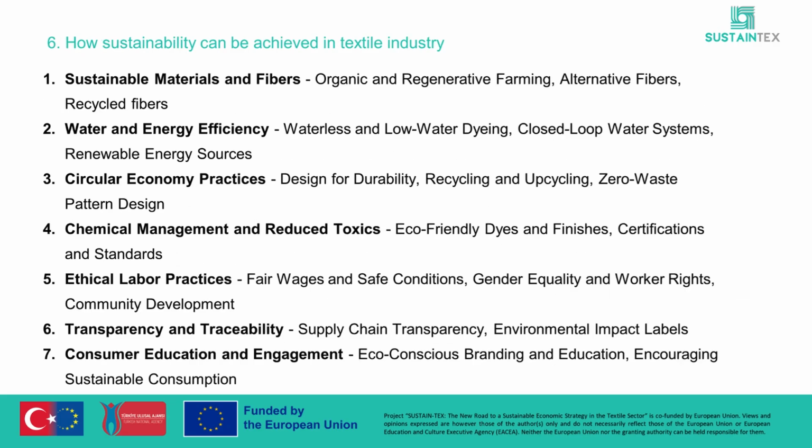How sustainability can be achieved in the textile industry. Sustainability in the textile industry can be achieved through sustainable materials and fibers, thus organic and regenerative farming, alternative fibers, or recycled fibers. Second, through water and energy efficiency, thus through waterless and low-water dyeing, closed-loop water systems, or renewable energy sources. Third, through circular economy practices.